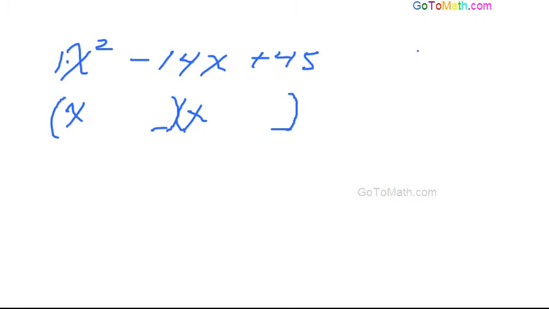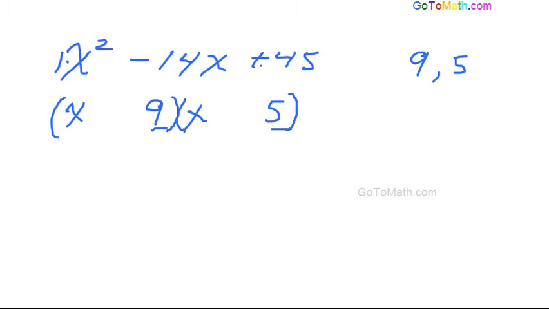So what I'm going to do here is take a look at some factors of 45. Well, 9 and 5 gives me 45, and when we add these together, we get 14. So that ought to tell you something. Let's put the 9 here and the 5 there. It doesn't matter at this point.